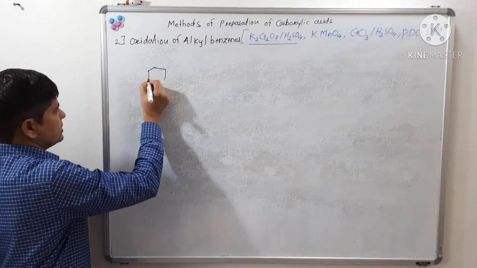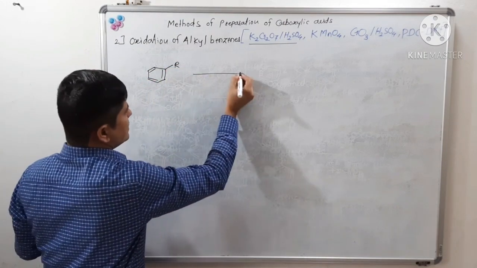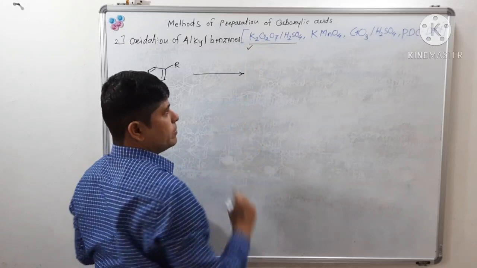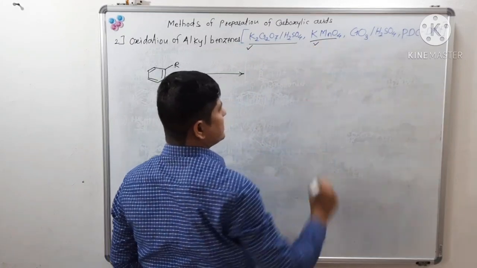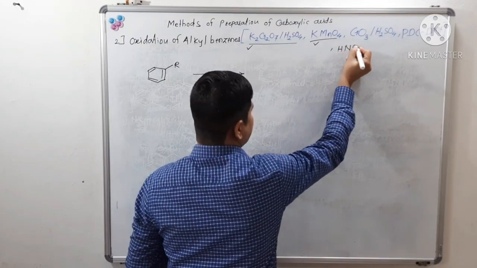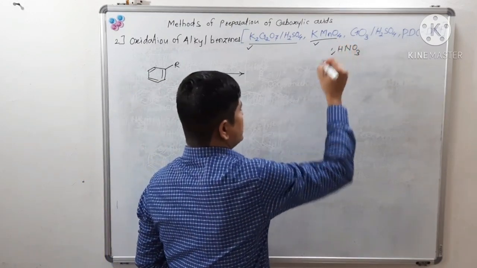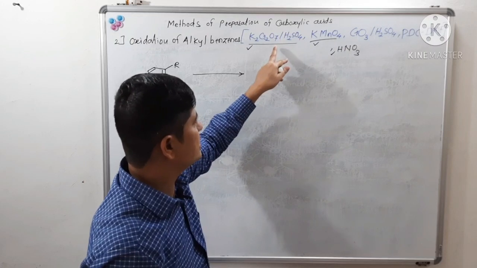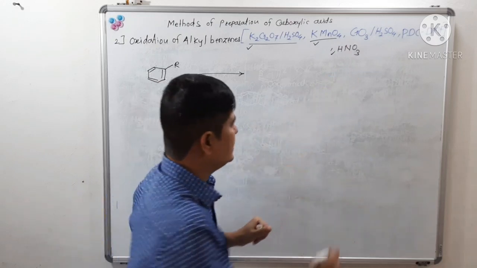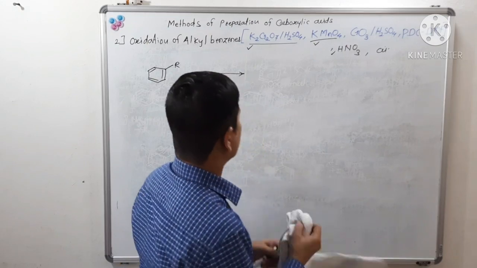Here I am writing a general reaction. So alkyl benzene on oxidation with potassium dichromate, sodium dichromate, potassium permanganate, or nitric acid, or again by air oxidation, gives the carboxylic acid.